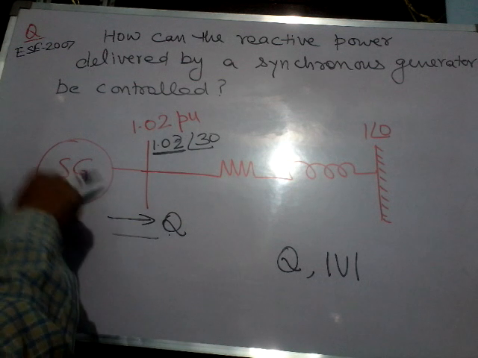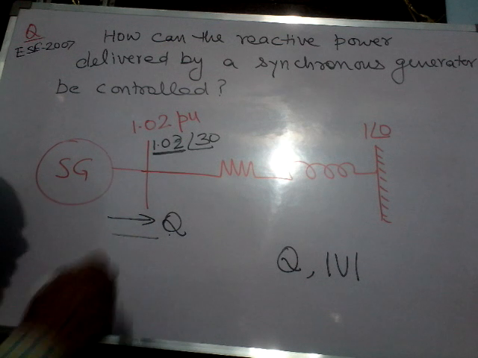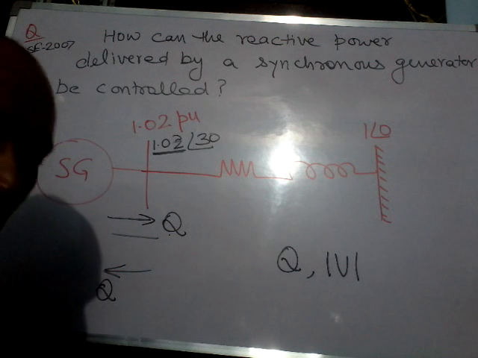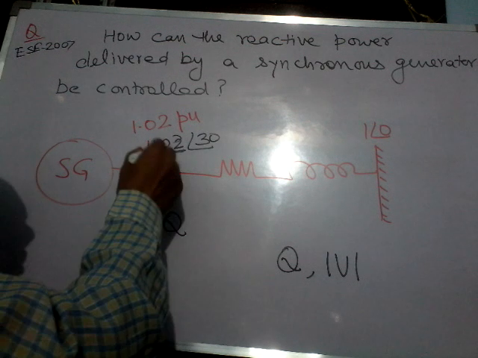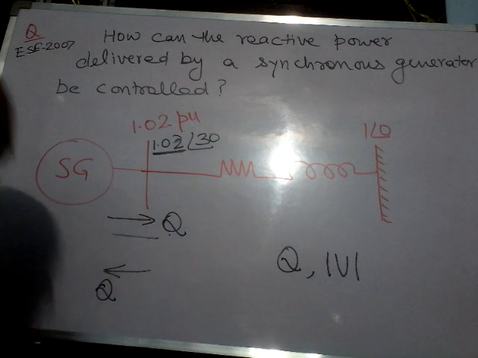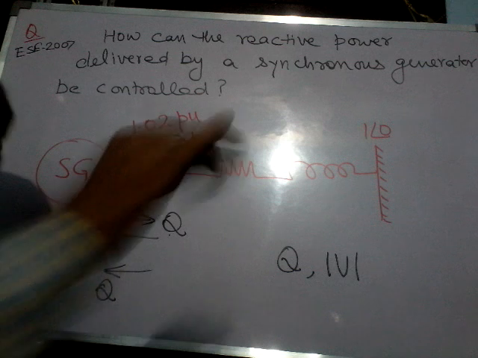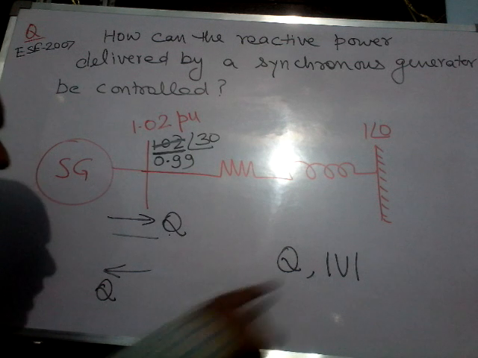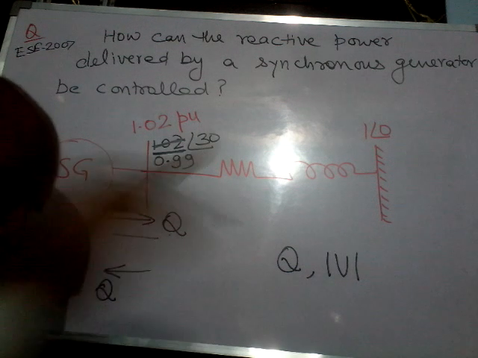If it is running at low excitation, listen again, it will consume reactive power and its terminal voltage may be less than 1 per unit. So reactive power and voltage control are correlated.